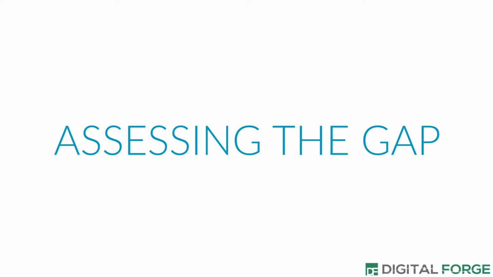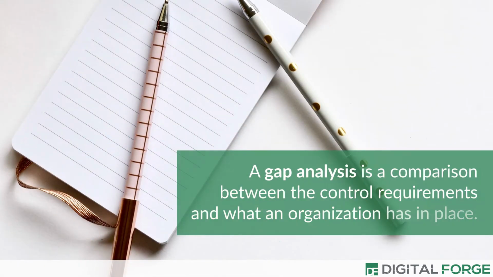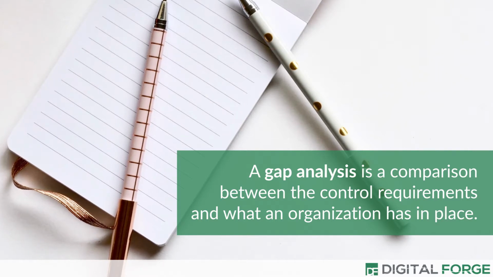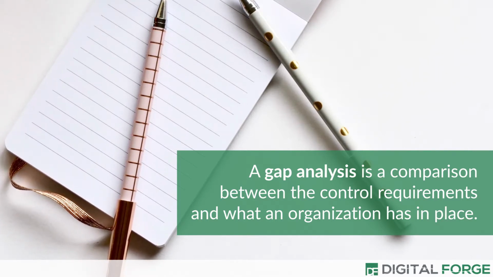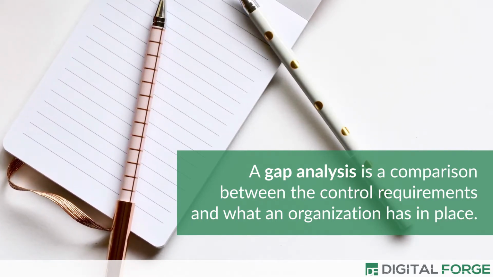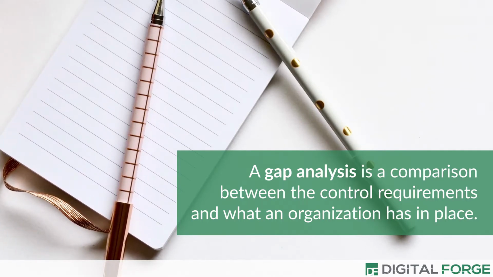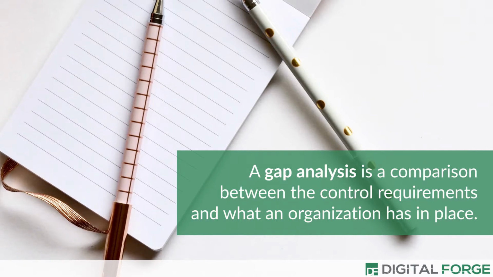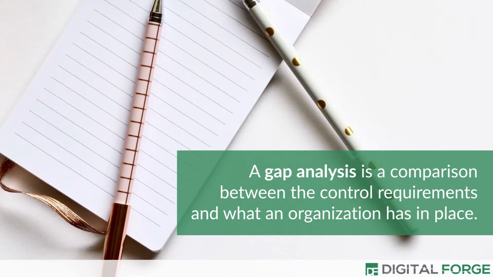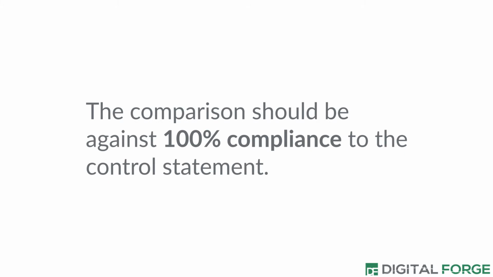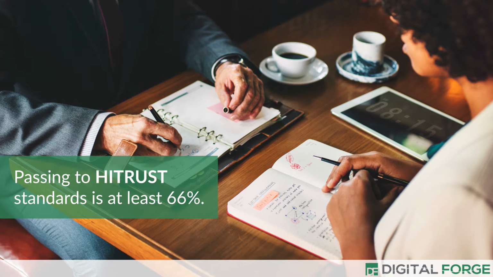Assessing the gap. With the CSF controls specified and knowing how to score a control, you're ready to do a gap analysis. This is where a comparison is made between the control requirements, or statements, and what is in place in the organization's operations. Some controls may need guidance from a certified assessor for interpretation. The comparison should be against 100% compliance to the control statement. Passing to HITRUST standards is at least 66%.